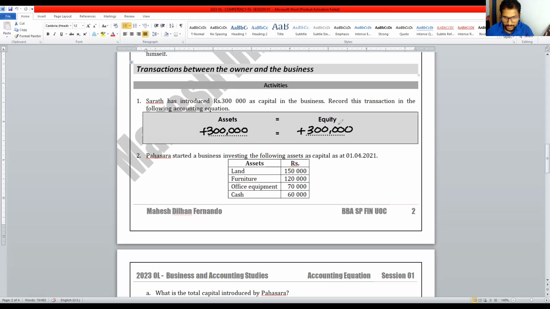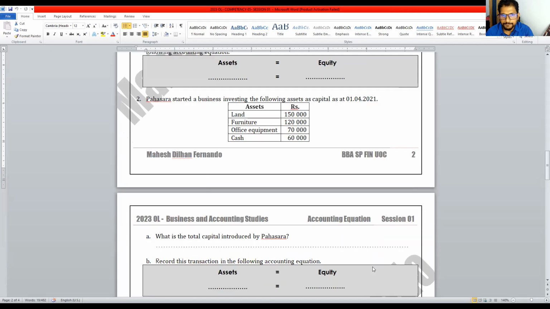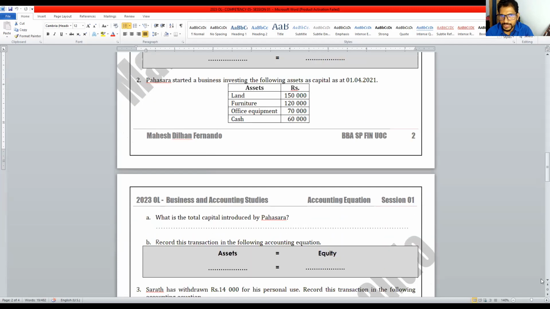Now listen to me, this is not like maths. In accounting, using of the signs are very important. When the value increases, use the plus sign. If it decreases, use the minus sign. This is the answer for activity number 1. Let's move to the next one. Good.